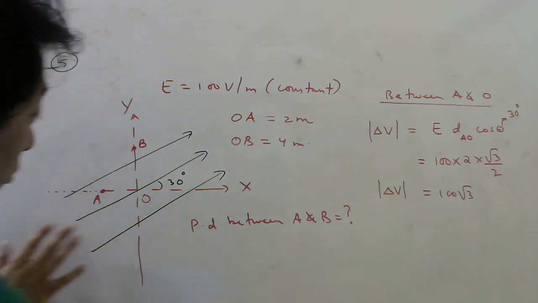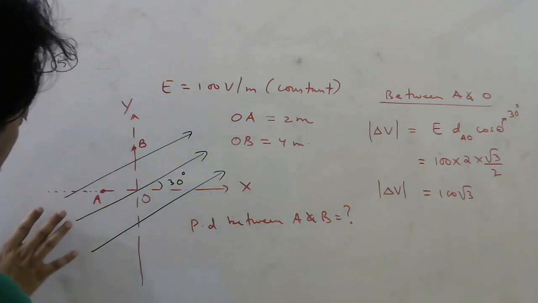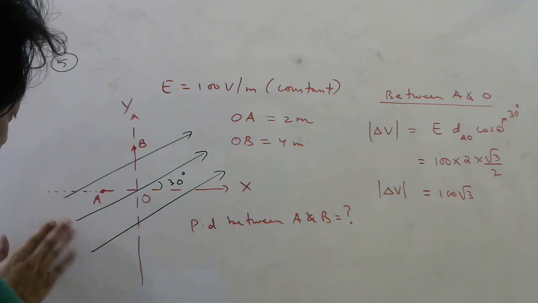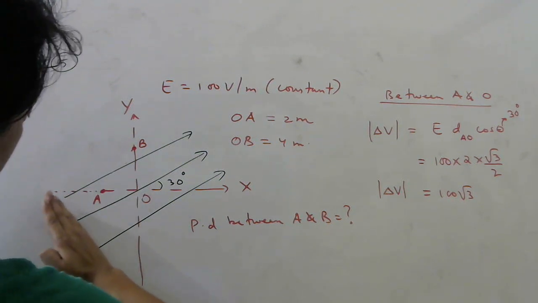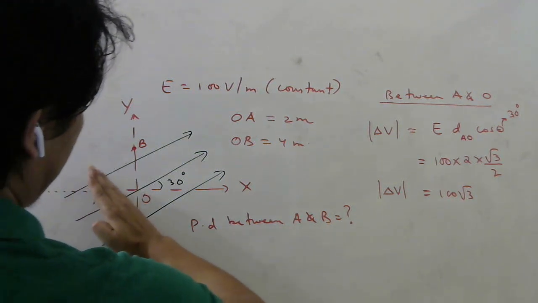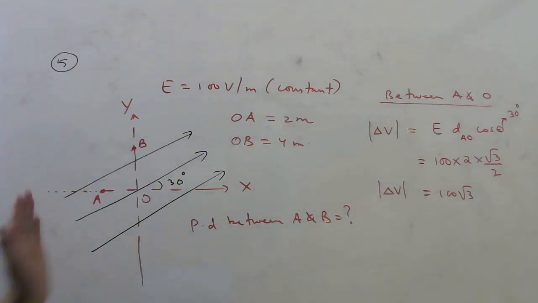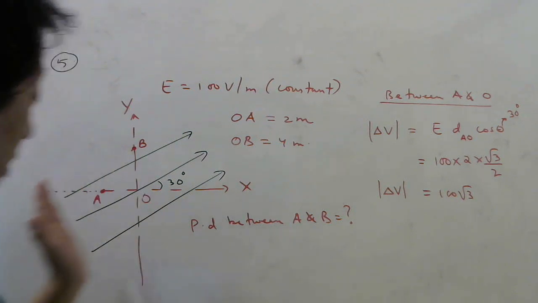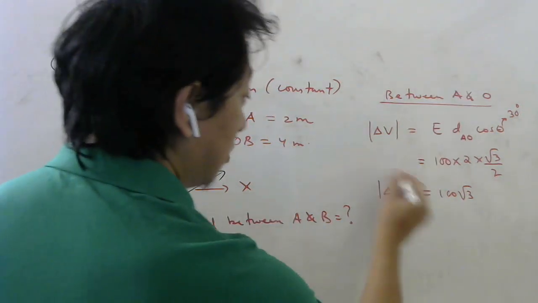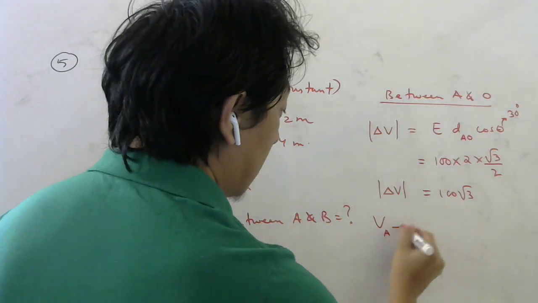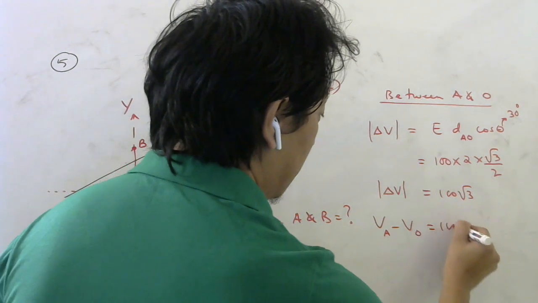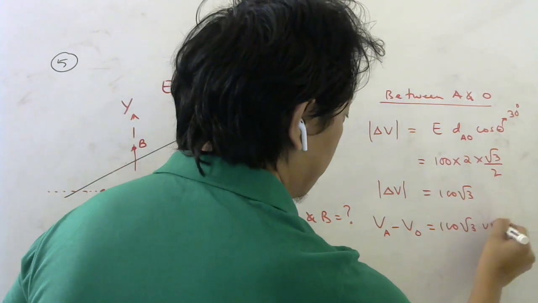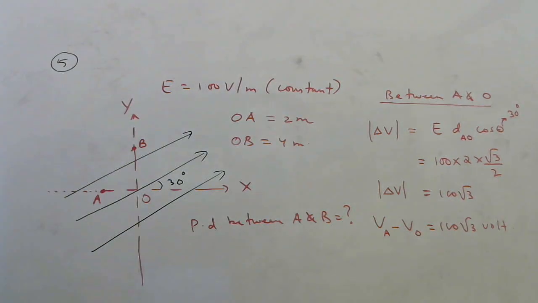But even if it is going like this, see, which one will I touch first, A or O? Imagine I am coming like this. So first I will touch A, then I will touch O. That means the electric field will always be from where to where? Higher potential to lower potential. So A will be at higher potential. So VA minus VO is 100 root 3 volt. So this I found between A and O.